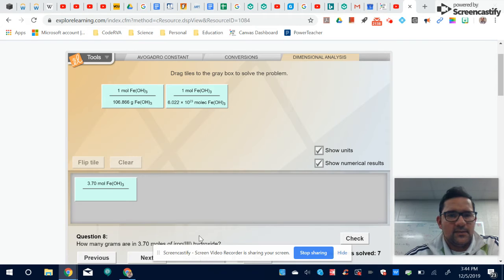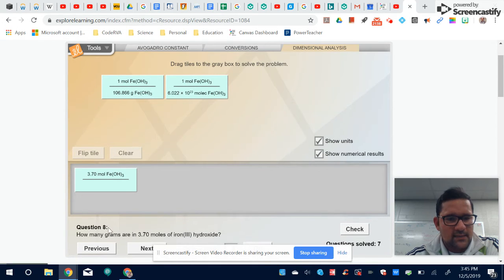I'm going to go ahead and continue reviewing a few other problems when it comes to converting between moles and molecules and grams. So unit conversion is an important piece that I want you to be comfortable with. I'm going to pick up where I left off. Question number 8 on the moles practice gizmo.